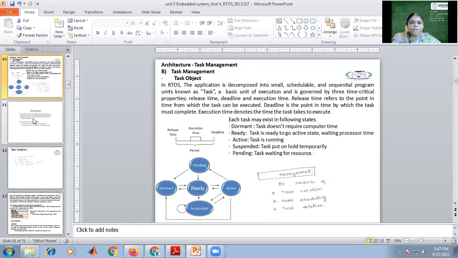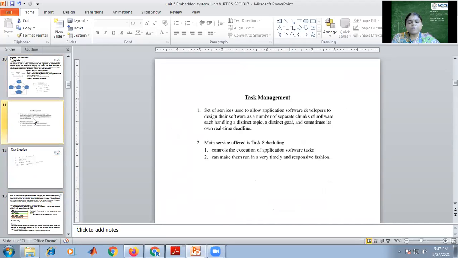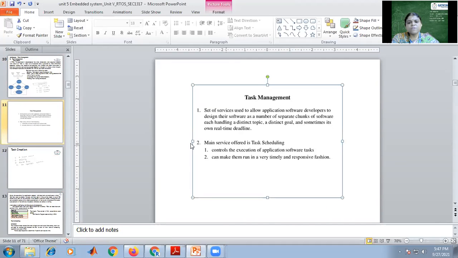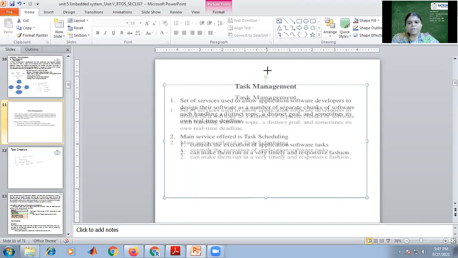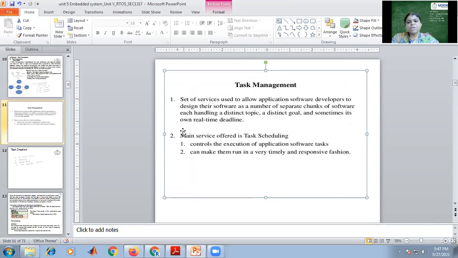So, okay, let me tell you about task management before that. So, what is actually a task? The very first service provided by the kernel of an RTOS is called task management. Task management includes a set of services used to allow application program developers to design the software as a number of separate small units, chunks of software, each handling a distinct topic, a distinct goal, and sometimes its own real-time deadlines.